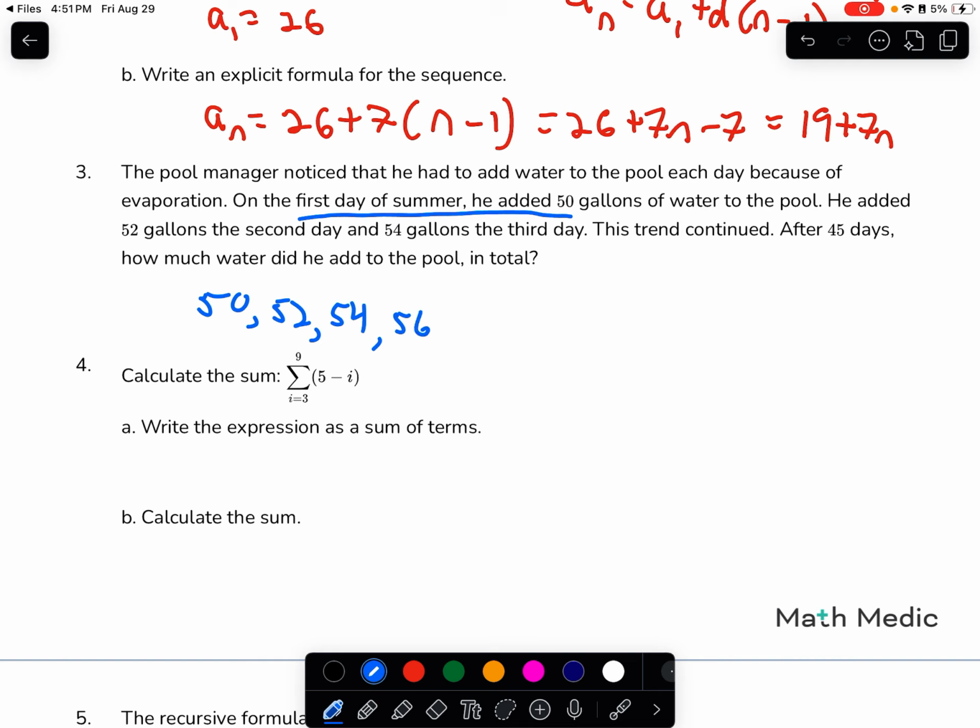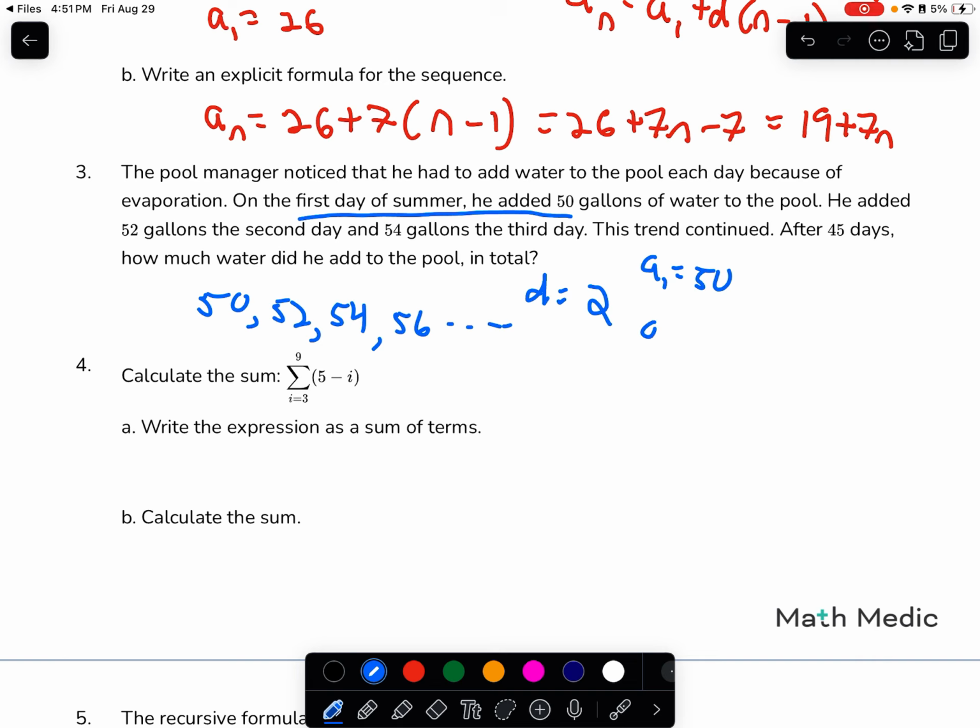It would have been 56 and so forth. It looks like he's adding 2 gallons more each day. So the common difference is 2. D is 2. And you know the first term, a sub 1, is 50.